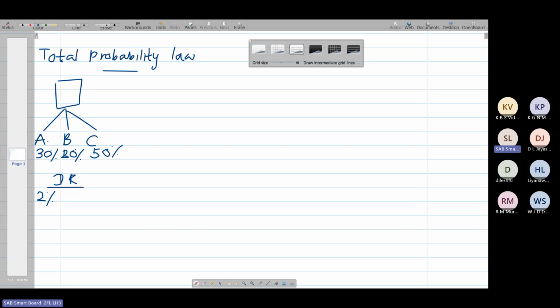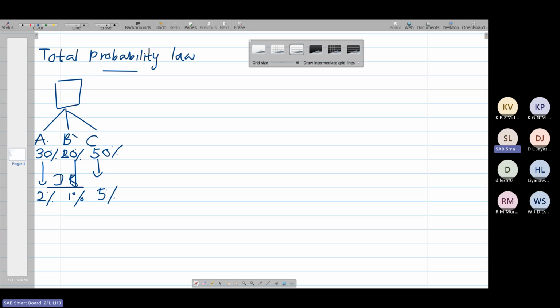Then take this lot. They identify 1% is defective. It's clear. Then moving to machine C, they identify 5% is the defective rate. They identify the defective rate under each machine: machine A, machine B, machine C. There are 3 defective rates.